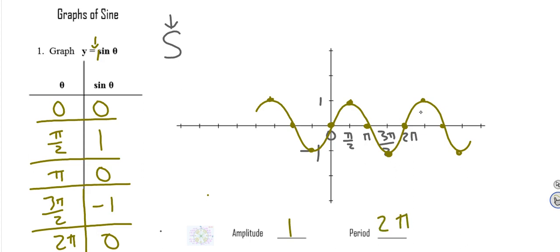Okay. So everything we learned about shifting cosine around and the patterns and all the stuff that we do the same thing with sine. The only difference with sine is the pattern starts with 0. 0, 1, 0, -1, 0.